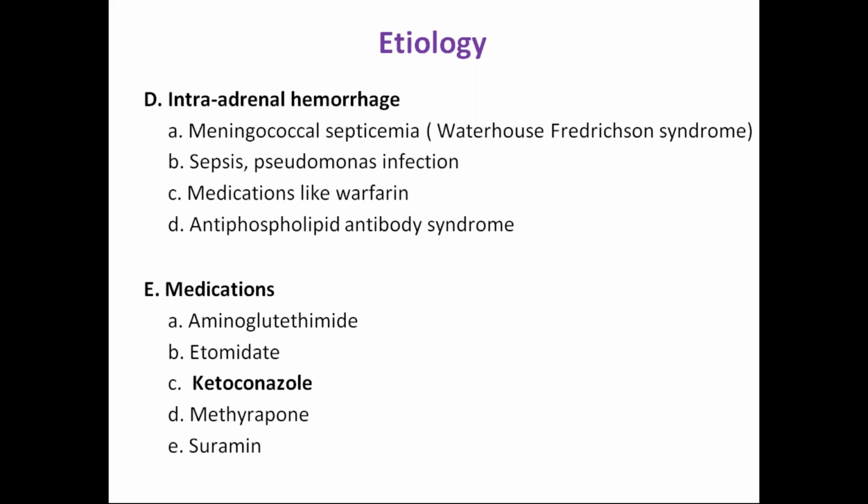I repeat, Waterhouse-Friderichsen syndrome is due to meningococcal septicemia. And APLA, antiphospholipid antibody syndrome, can also lead to bleeding or thrombosis of the vessels. It also leads to hypoadrenalism. And medications like aminoglutethimide, ketoconazole, and etomidate.